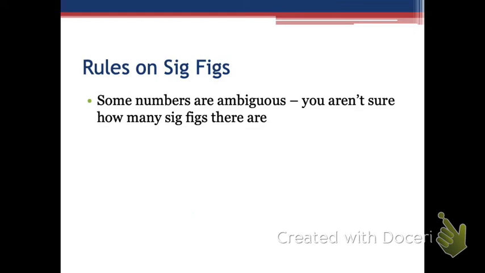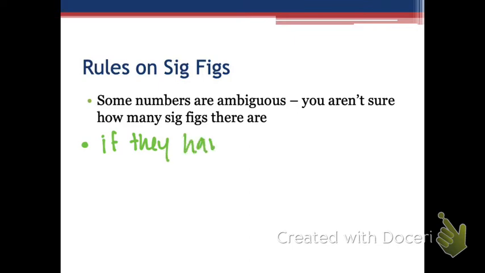We call some numbers ambiguous. Ambiguous means we don't know how many significant figures there are. And this is the example of 100 that we talked about earlier. I'm going to backtrack a little bit on your slides here, so I'm going to go a little bit off of what you have. On your slides, you might want to write this stuff separately, okay? Numbers are ambiguous if they have what I call trailing zeros.